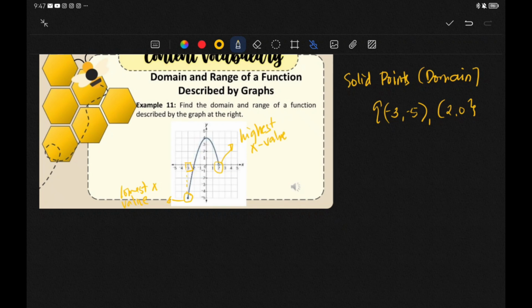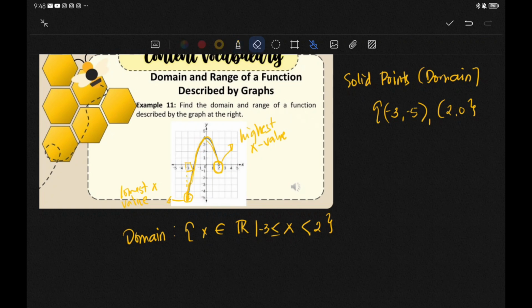Hence, the domain of this function described by the graph is all x, let's write it down in set notation, x is an element of all real numbers such that x is greater than or equal to -3 but less than +2, because our domain focuses on the line presented in the graph, including this -3, excluding +2. Now let's proceed to range.